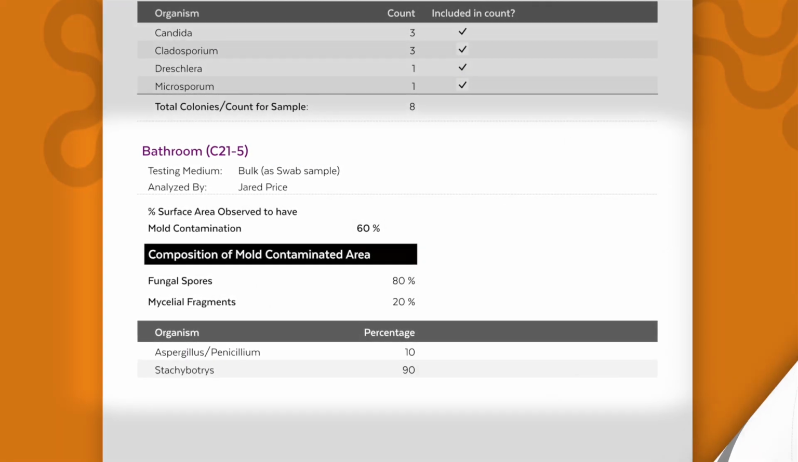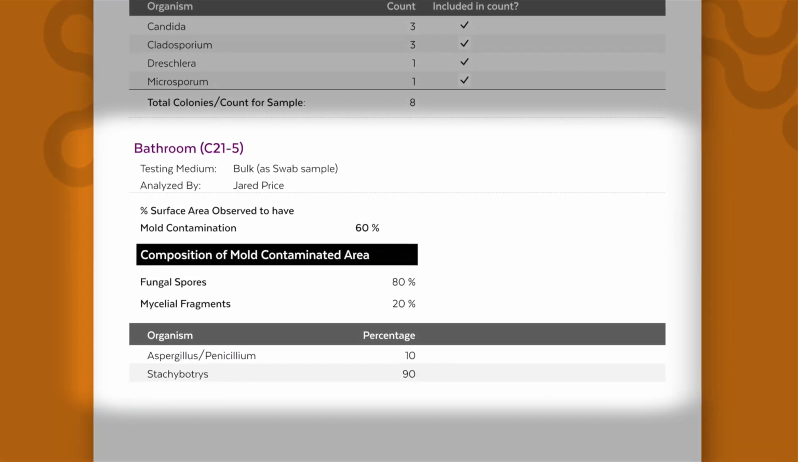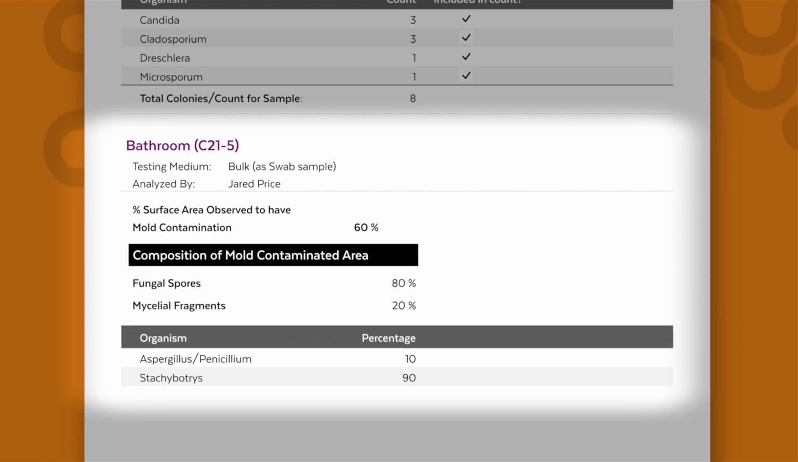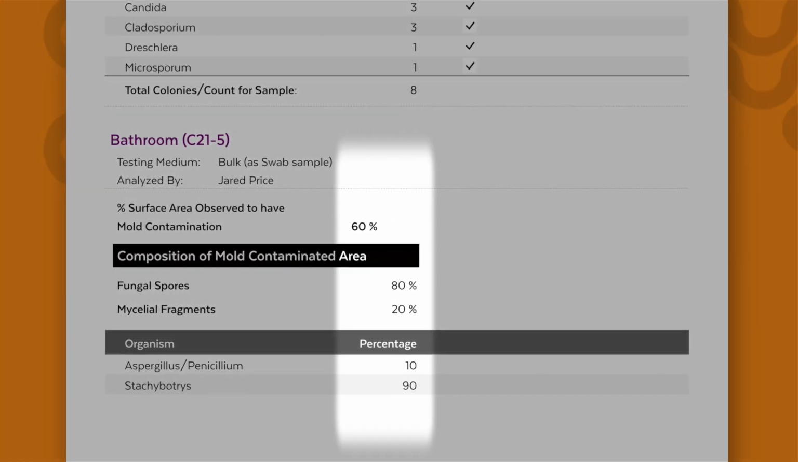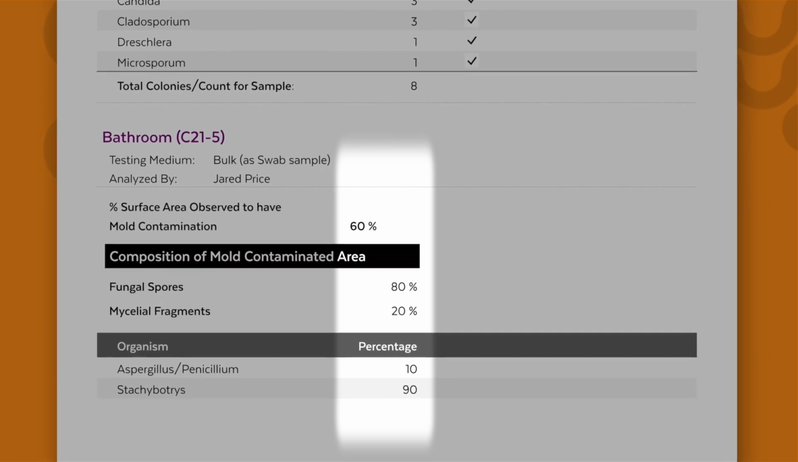Any swab samples will be listed as well. Swab samples, or bulk samples, don't include counts, but rather percentage present. We'll cover how to interpret swab samples in just a moment.